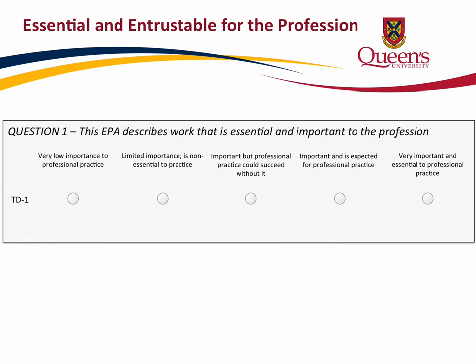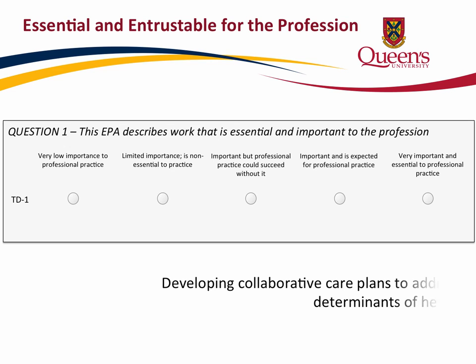This first item asks whether the activity is essential to professional practice. The first example, participating in hospital administration, is essential for our healthcare system, but is of very low importance to actual professional practice. In contrast, developing collaborative care plans is very important. There may be cases in which it is not relevant, but overall, this would be considered very important and expected for practice.